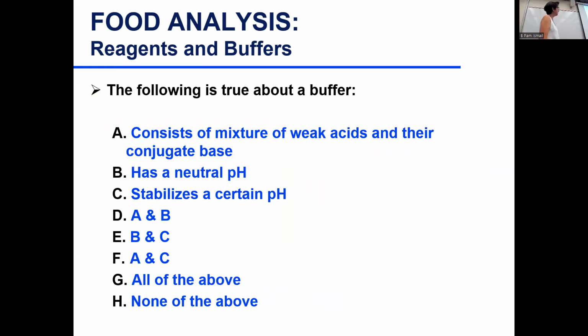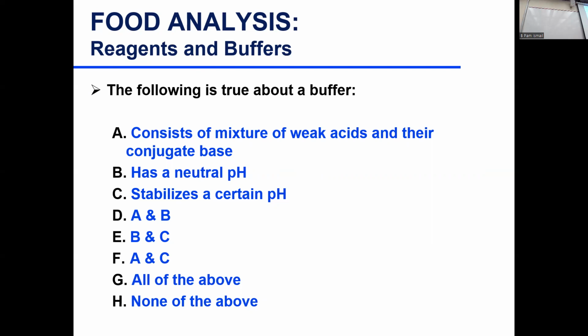So a buffer. What do we know about a buffer? A buffer consists of a mixture of weak acids and their conjugate base, has a neutral pH, and stabilizes a certain pH. Yeah. I think there's A and C. A and C, great. Any other answers then, Kevin? Anybody want to contradict Kevin? No, it's just like, don't you dare.